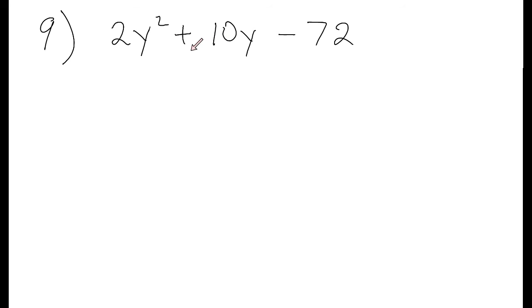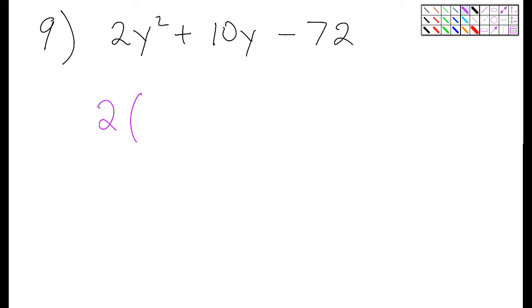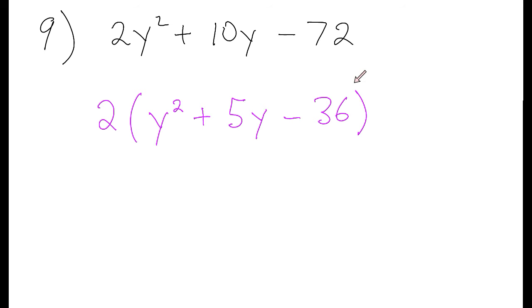Okay, here we've got a trinomial. And I'm looking at this and I'm realizing, okay, each of them has a factor of 2 in common. I think that's the greatest common factor I can take out. So here we go. I'm going to take out a 2. What's left? y squared plus 5y minus 36. Now our next step, if you remember, is what two numbers multiply to give me this number, minus 36, which then add to give me 5?